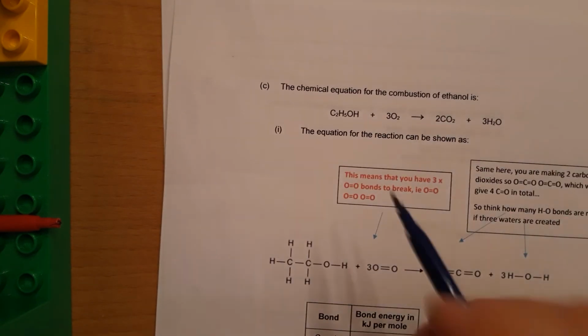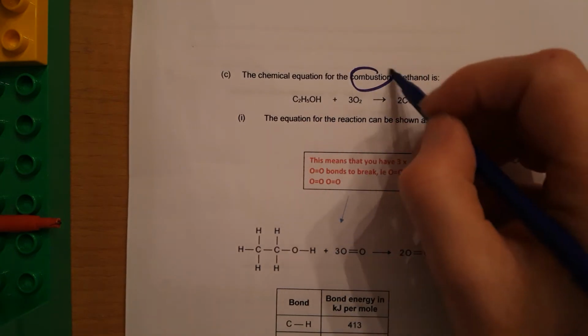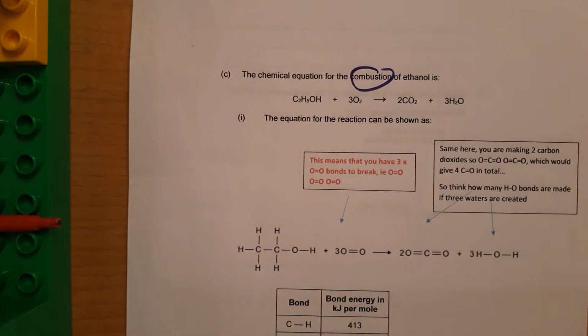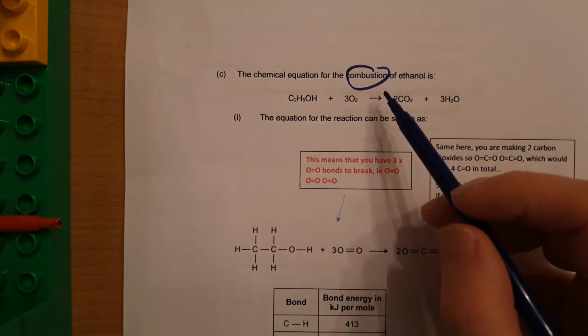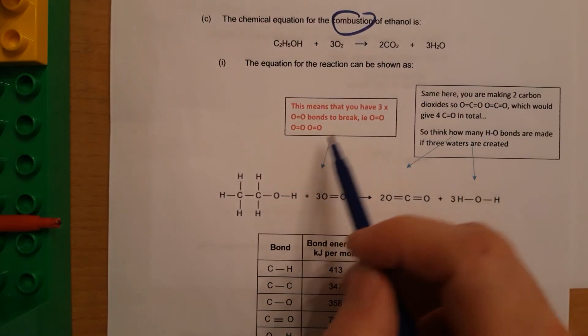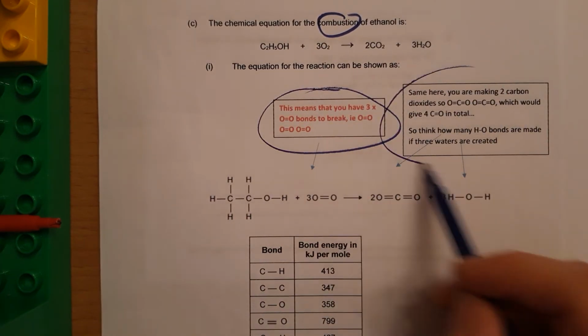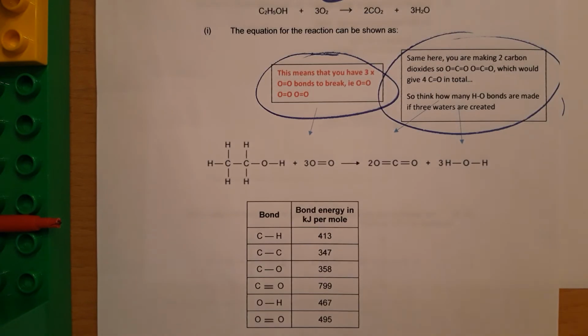That's why. Right, the chemical equation for the combustion of ethanol is this. There's ethanol doing that. Combustion means burning. It's going to be exothermic, because remember, you had to learn examples of exothermic and endothermic. The equation for the reaction can be shown as... Now, I've added this bit and this bit on. I hope you realise that you don't get them in the exam. Right, use bond energies to calculate the overall change.